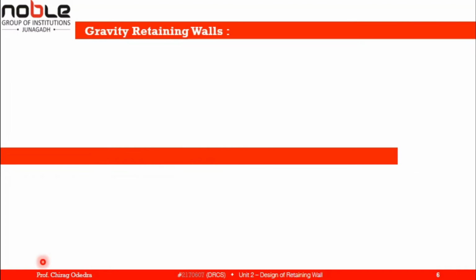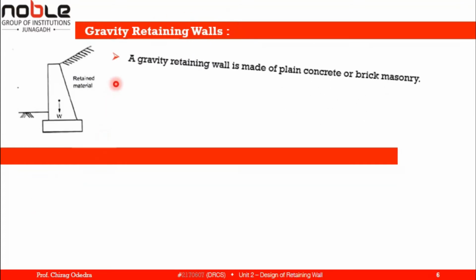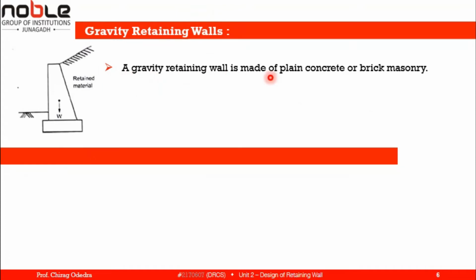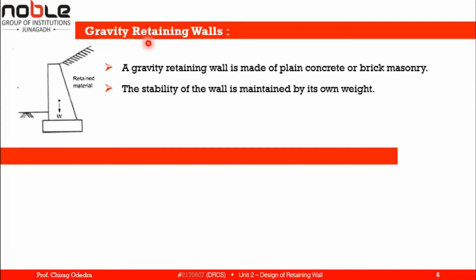So first type of retaining wall is gravity retaining wall. Here is a figure of gravity retaining wall. Now a gravity retaining wall is made of plain concrete or brick masonry. The stability of the wall is maintained by its own weight. As its name suggests, gravity retaining wall, its own weight in gravity direction will nullify the lateral load, and it is generally made up to a height of 3 meter.